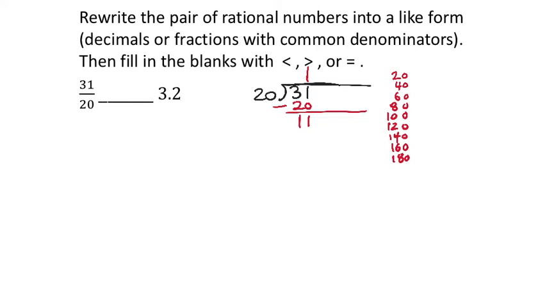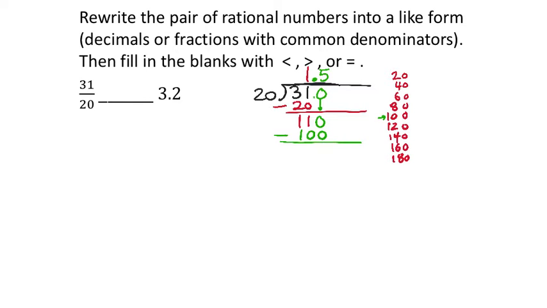Now 20 won't go into 11, but if I tack a 0 onto my 31 with the decimal, don't forget to line it up in your actual quotient either. But I can take that 0 and drop this as 110. 20 will go into 110. As we can see there, that's the 5th multiple, so that'd be 5 times. 5 times 20 is 100.